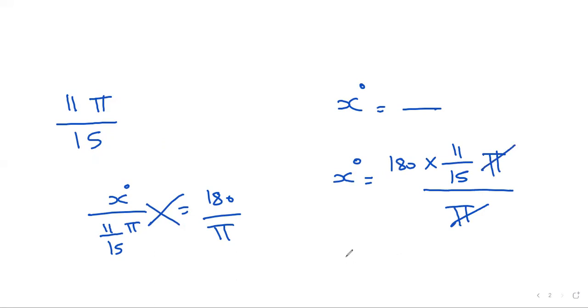Cancel them out. In this case, Yusuf, you will click comma. Do it on the calculator and let me know the answer. 180 times 11 over 15, 132. 132 only degrees? Click comma? Yes. 132 degrees and 0 0. So it's 132 degrees only.